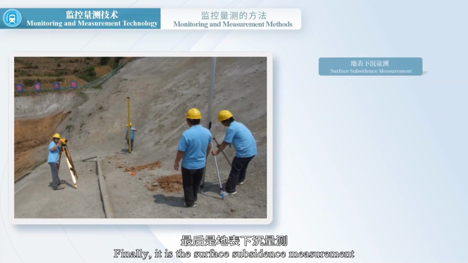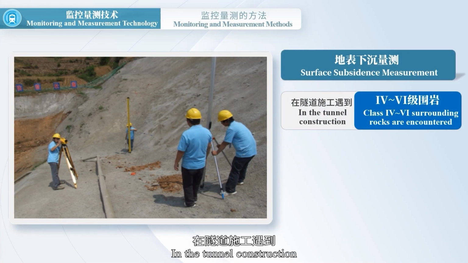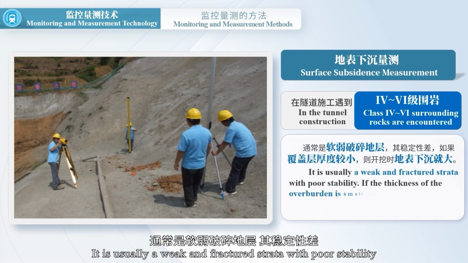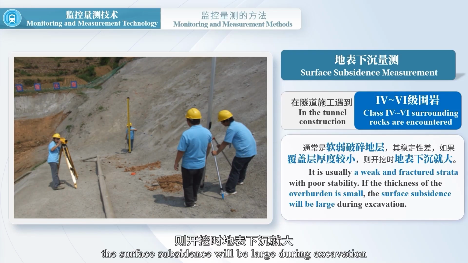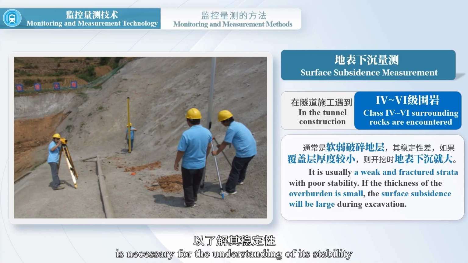Surface subsidence measurement. Finally, it is the surface subsidence measurement. In the tunnel construction, Class 4-6 surrounding rocks are encountered. It is usually a weak and fractured strata with poor stability. If the thickness of the overburden is small, the surface subsidence will be large during excavation. Therefore, the surface subsidence measurement is necessary for the understanding of its stability.